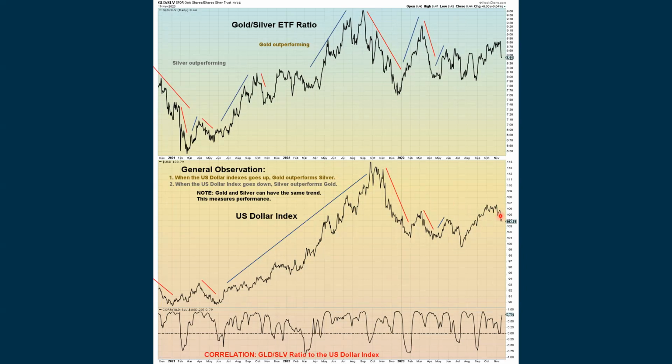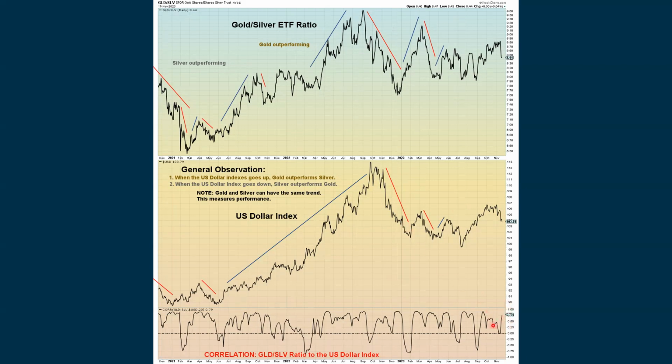And then when the US dollar index is going down, silver outperforms gold. So if you are into precious metals, this might be helpful to kind of guide you. Maybe there are times you want to be in gold, other times you want to be in silver. Maybe you just go ahead and spread it between both. But this can just give you some insight as to what to do.